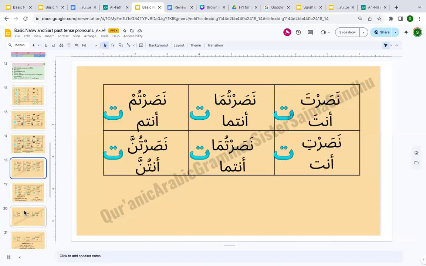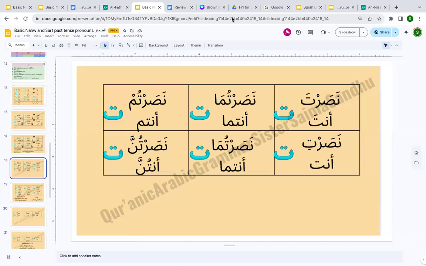Okay, so before we do that, the last row is still left, our first person. Who is going to be kind enough to unmute themselves and recite the last row for us? Barakallahu fiki. And who is this? Let me see. Amina, barakallahu fiki, my dear sister. Nasartu, nasarna. Very good job.